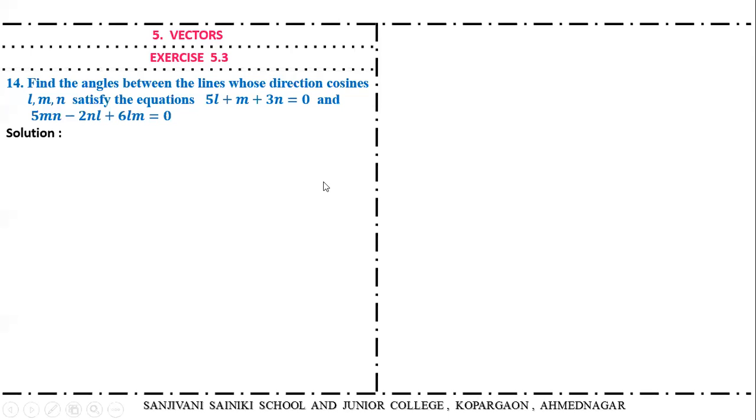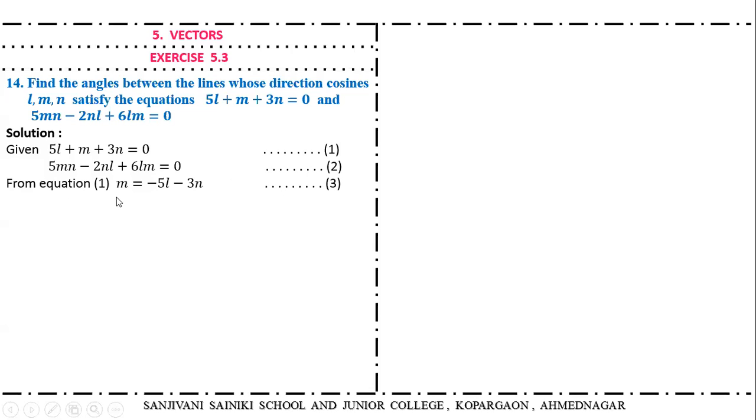The 14th example: find the angles between the lines whose direction cosines L, M, N satisfy the equations 5L plus M plus 3N is equal to 0 and 5MN minus 2NL plus 6LM is equal to 0. Take the given two equations, call them equation number 1 and equation number 2. Now from equation 1 we get the value of M as minus 5L minus 3N. You can take any one of these values, but M is the simplest form, as we are not getting any fractions over here. So I will take the value of M.